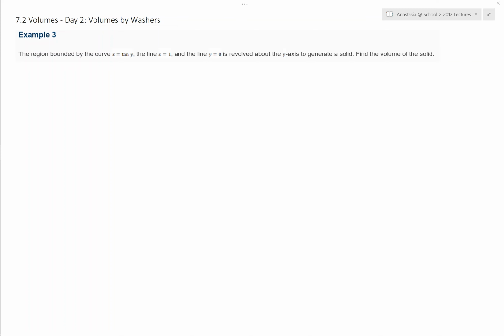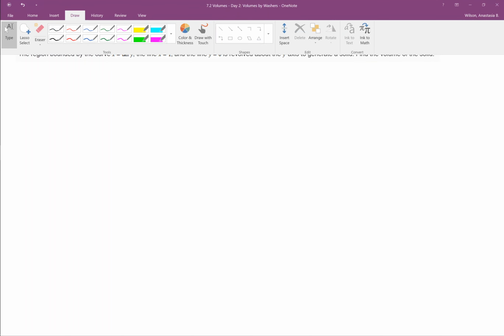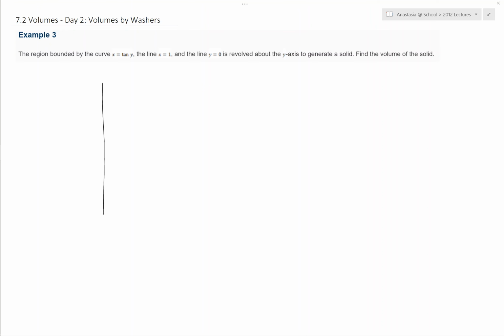Now in example 3, we have a region bounded by the curve x equals tangent of y, the line y equals 1, and the line y equals 0. This is revolved around the y-axis to generate a solid, and we are asked to find the volume of the solid. So the steps that we're going to work through here are very similar to what we had with the disk method, and so we're going to start off by sketching the region.